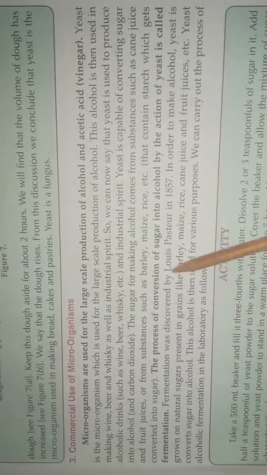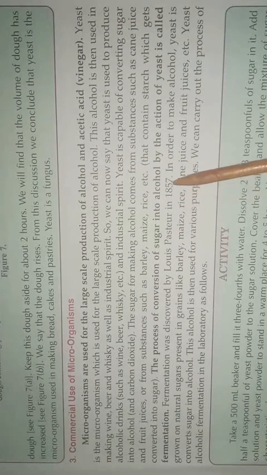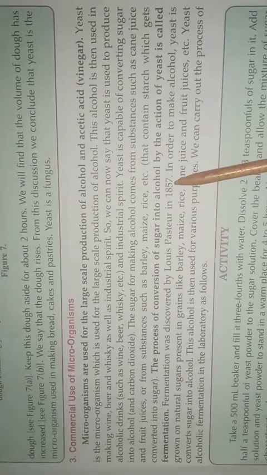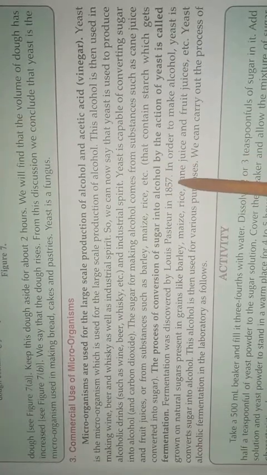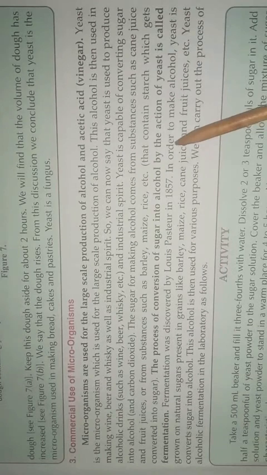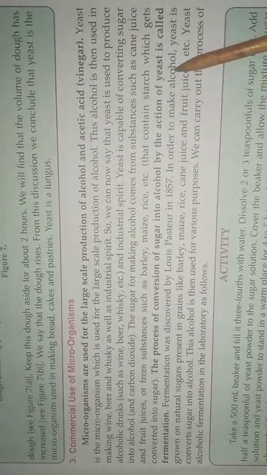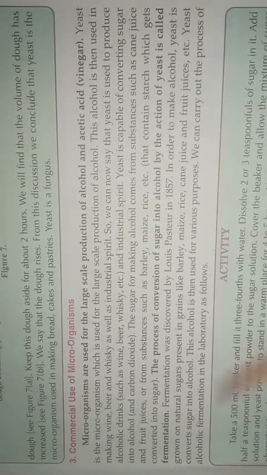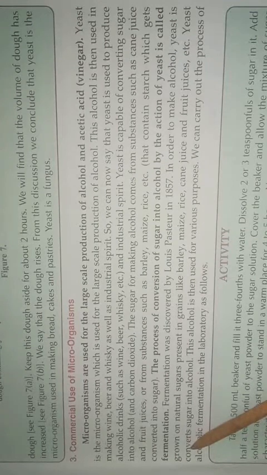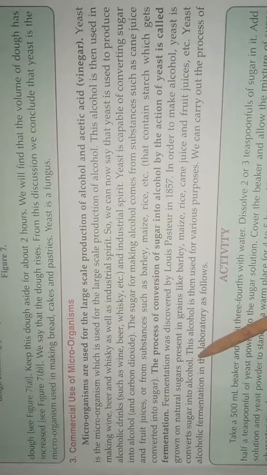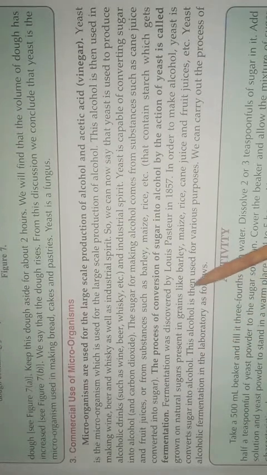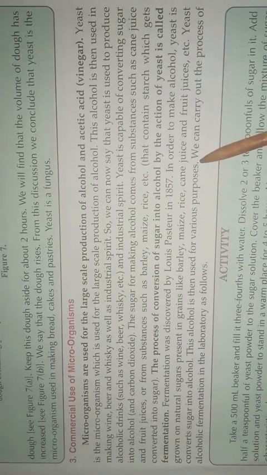Fermentation was discovered by Louis Pasteur in 1857. When was it first discovered? It was discovered by Louis Pasteur in 1857. In order to make alcohol, yeast converts sugar into alcohol. This alcohol is then used for various purposes.